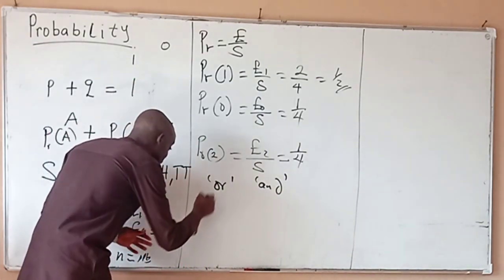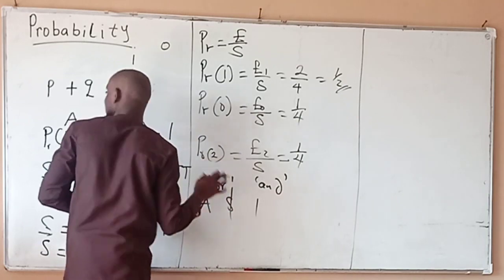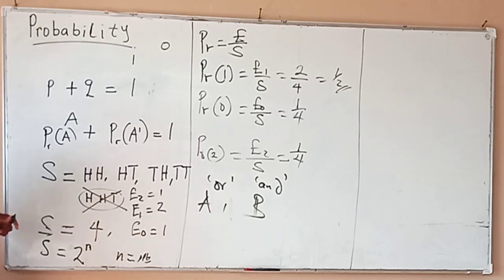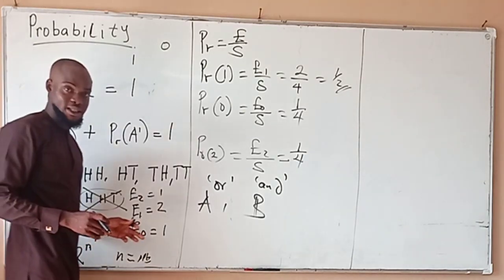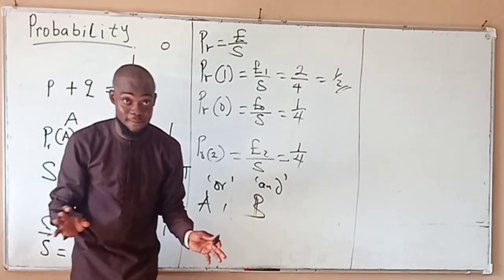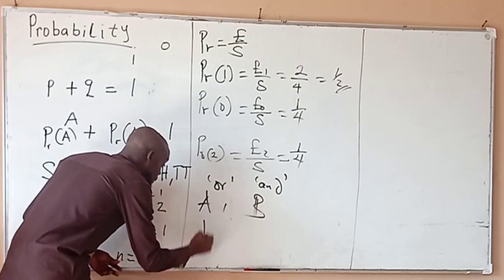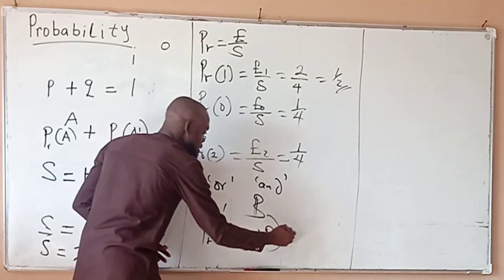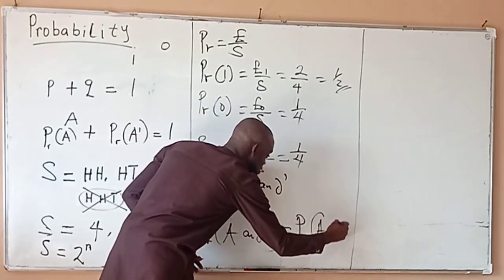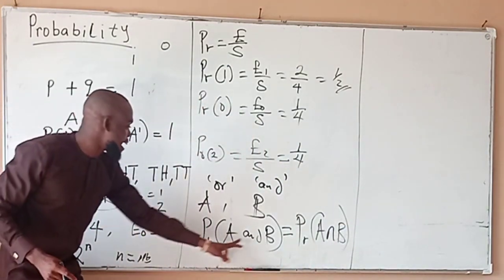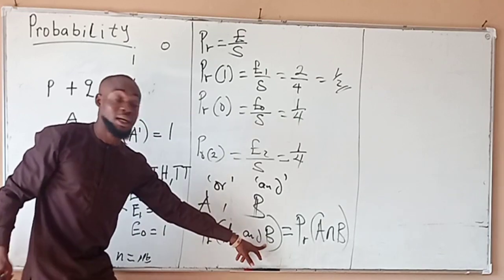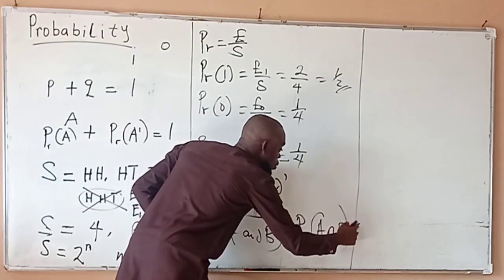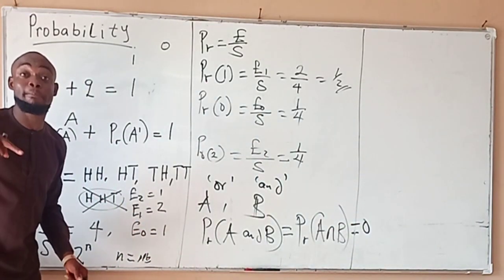So if A and B are two events, let's say two general events, the probability of A and B is denoted as the probability of A intersection B. That is how to denote it. A and B means A intersection B. Now, the probability of A intersection B for mutually exclusive events must be equal to 0. Why? Because it is impossible.